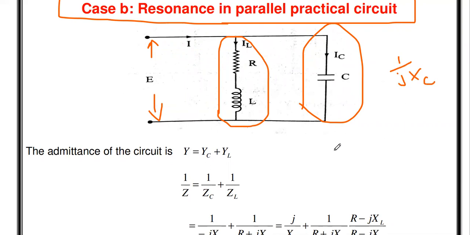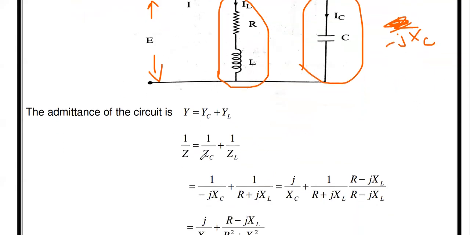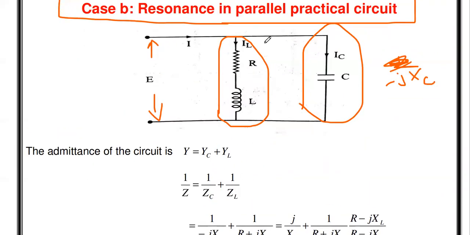The impedance of this capacitor is minus jXC, where XC is 1 divided by omega C. So instead of ZC, we have to put minus jXC. And what is ZL? ZL is the impedance of this inductor branch. In the inductor branch, there are two elements connected in series: one inductor in series with a resistor.